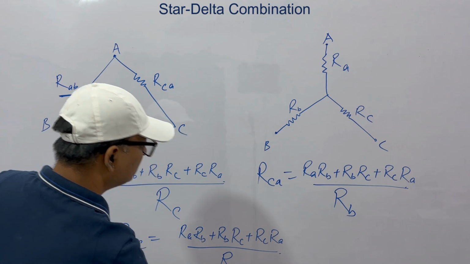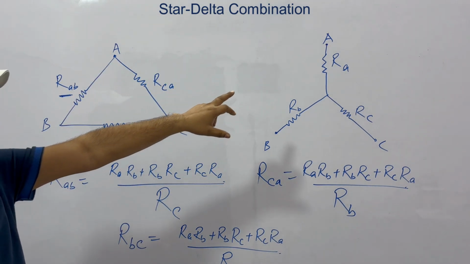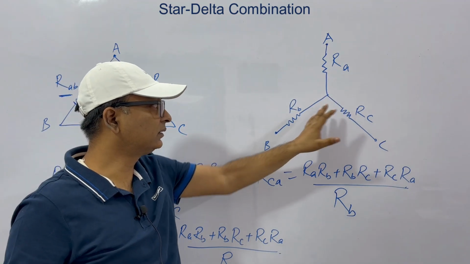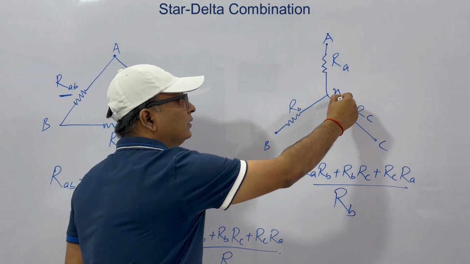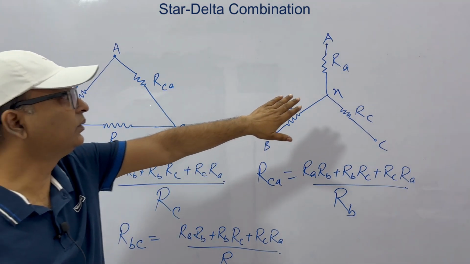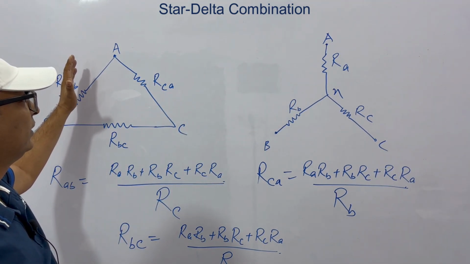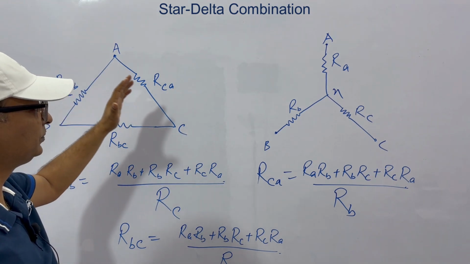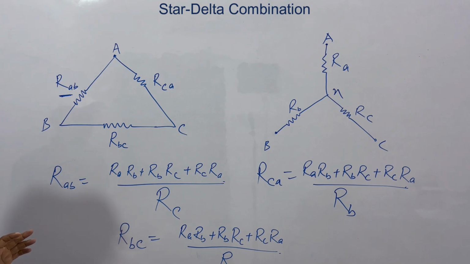So, if you have a circuit in this star combination, you have resistors, take this node, then you can convert it to this type of circuit. We'll see an example to understand this, but for the time being, understand this is how we convert.